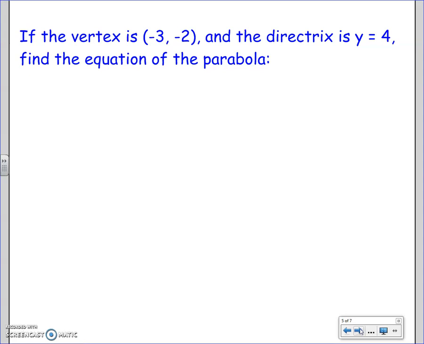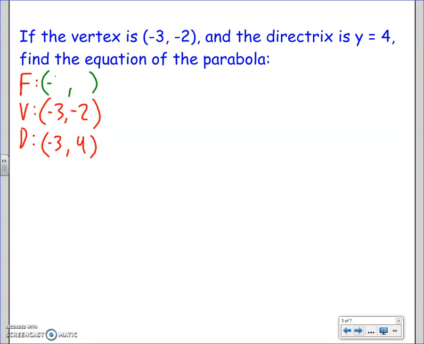Alright, here we have the vertex and the directrix. So F is missing, but that's okay. Same chart, FVD in that order. V is -3, -2. Directrix y is 4. That automatically means that this D is -3, the x is -3. And we're missing the focus. So let's figure that out. Well, x is -3 for sure.